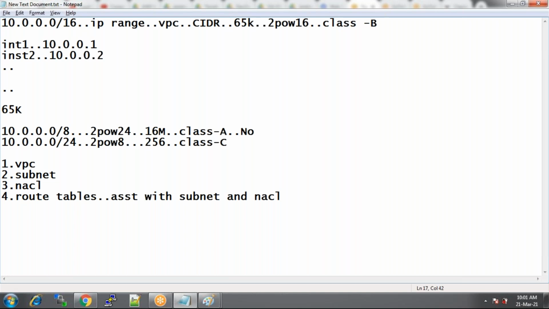But I have created that, and even I have shown you that they are associated with each other. Yes, they are associated with each other. Okay, just try that from your side. If you are interested, what you can do is create a VPC, create a subnet, and create a NACL and route table, and associate that with your particular subnet or VPC.